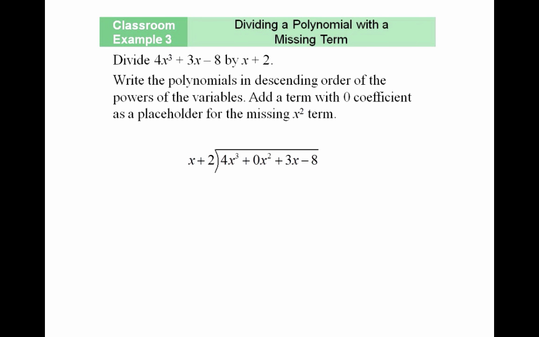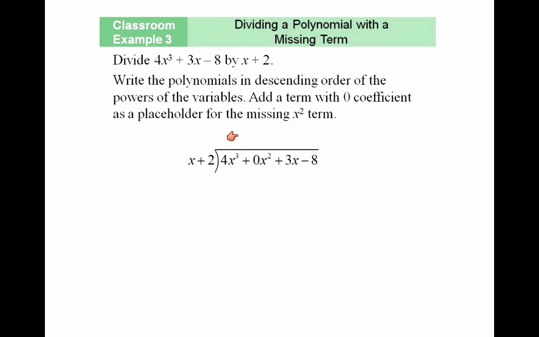Divide 4x to the power of 3 plus 3x minus 8 by x plus 2. You notice that x to the power of 2 is missing here. So when I write this as long division, I can insert 0x to the power of 2 here, just to remind me that x to the power of 2 is missing. So write the polynomials in descending order of the powers of the variables. Add a term with 0 coefficient as a placeholder for the missing x to the power of 2.